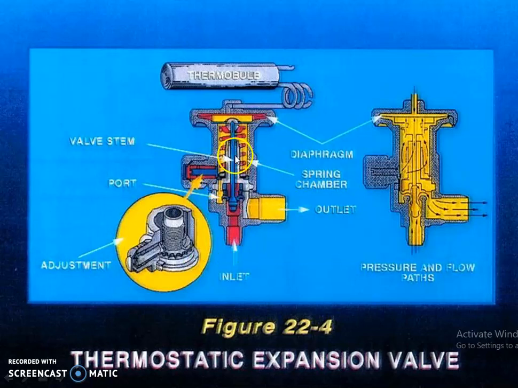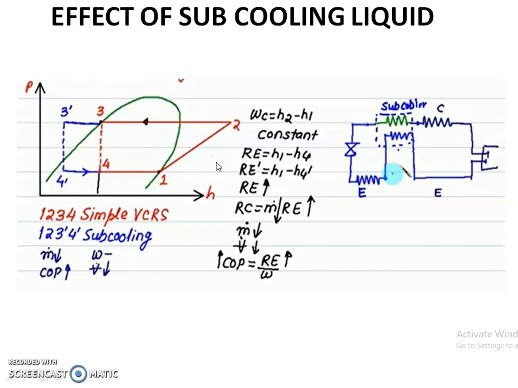In the next slide we discussed the thermostatic expansion valve from a photographic view, and how the liquid is sprayed into the evaporator through the pipes. Before we go to the effect of subcooling and superheating, first you should know the advantages of the refrigeration unit: it is a very mature technology and the COP is higher when compared to other systems.